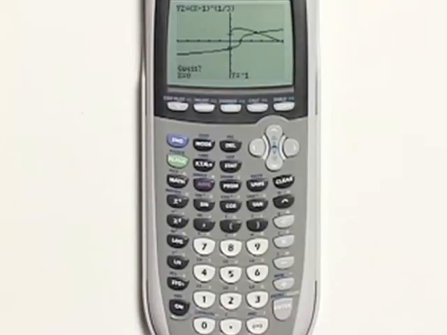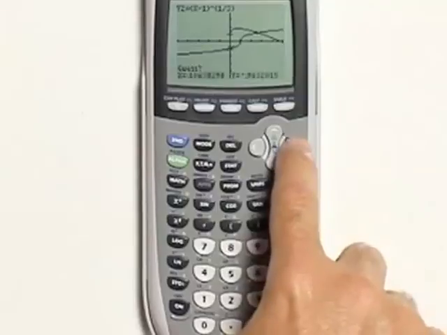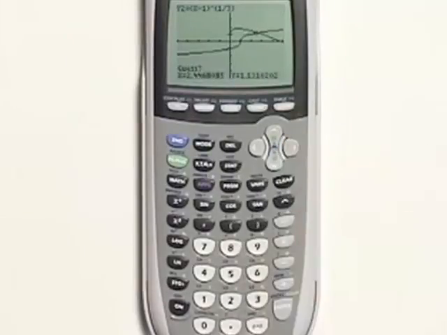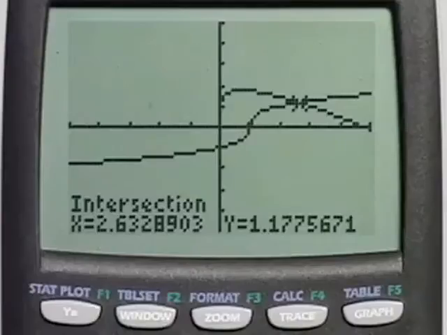Now it's asking us to give it a guess for where approximately the intersection is. The guess is set at x equals 0, but we can see that the intersection is beyond that. So we use the right arrow key to move the cursor along, in this particular case, the curve that's below. And when we get close enough, we can just hit the enter key and it will calculate that point of intersection.